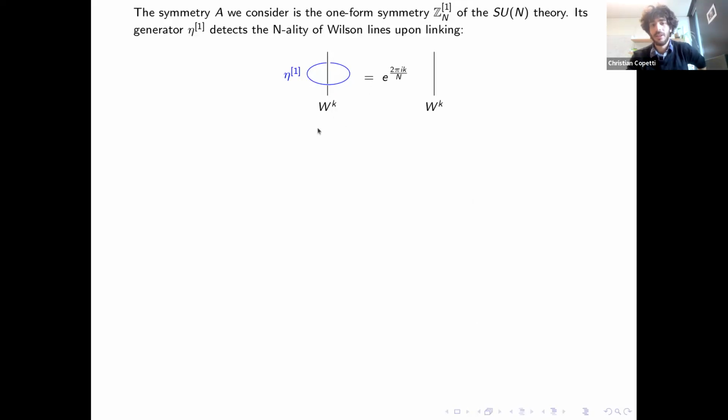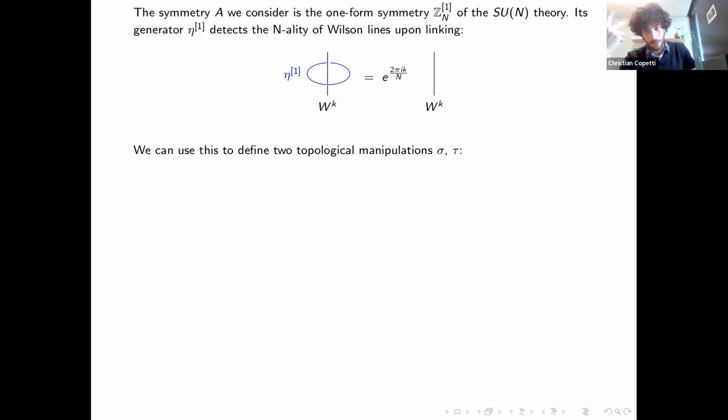And if you take a representation of N-ality K, so it has K boxes, modulo N, you get this phase once you bring the surface around. Okay, so it's just a Z_N one-form symmetry. If you have this Z_N one-form symmetry, you can define two topological manipulations, which are the equivalent of the gauging we had before. Remember, before we had to gauge on half space, so now we have two operations that we can do, which I call sigma and tau with obvious notation.